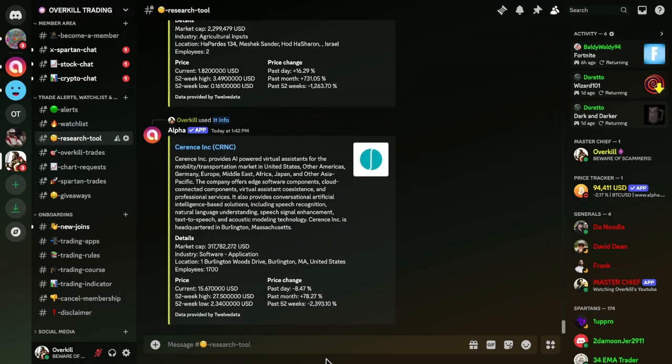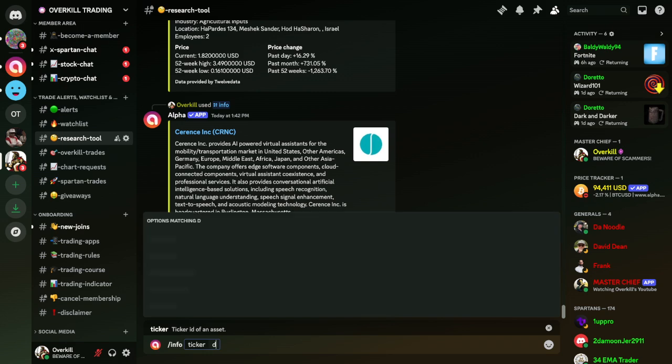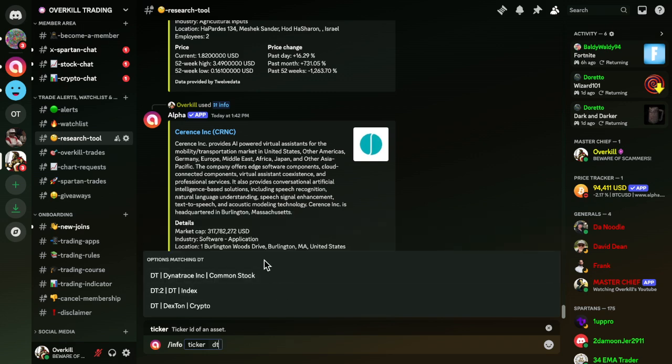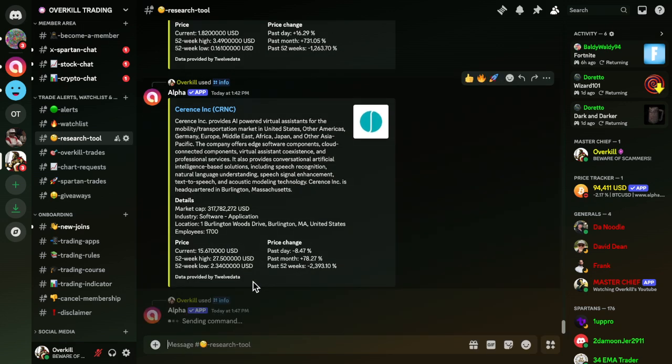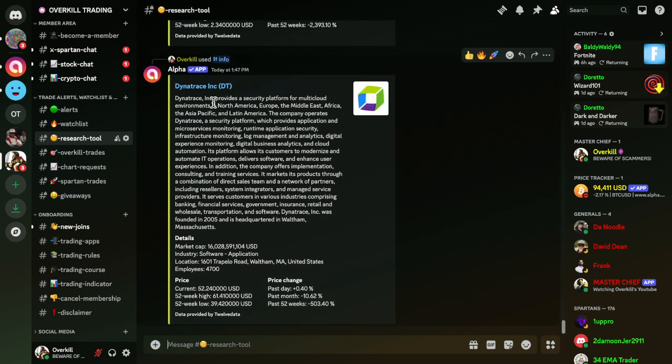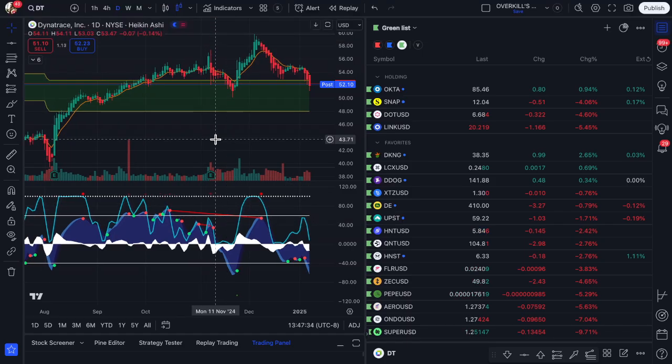Okay, back here to the research tool again. Just type in /info, enter, then hit the ticker, and hit enter on the ticker. Crypto or stocks, you guys can look up over here. It provides a security platform for multi-cloud environments in North America, Europe, the Middle East, Africa, and Asia Pacific. Pretty much they're a software application. They have 47,000 employees, and they're a $16 billion company. Looks like a security company for cloud platforms.